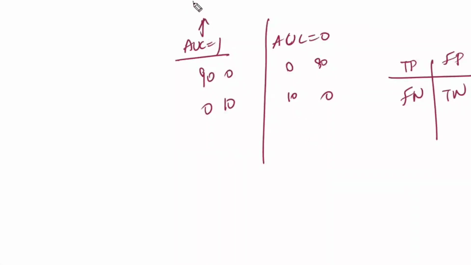AUC is equal to 1 means 100% accuracy. The meaning is 100% accuracy. AUC is equal to 0 means 100% misclassification rate. Accuracy is equal to 0.